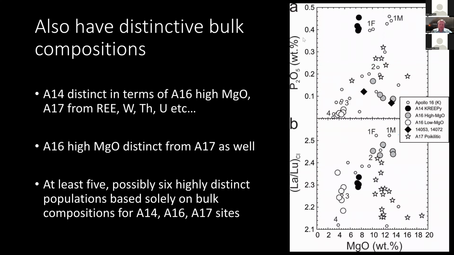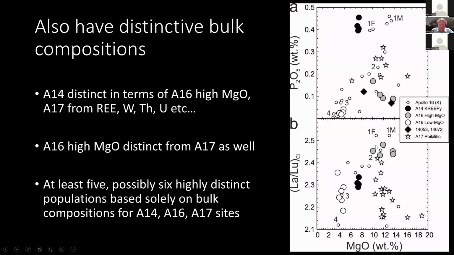The Apollo 14 site is distinct from the Apollo 16 site. You can see that really clearly here on this MgO versus phosphorus diagram. These KREEP rocks are unsurprisingly rich in phosphorus. They have moderate MgO, around 8%. Compared to the high MgO rocks of the Apollo 16 site, some of the poikilitic rocks from Apollo 17, and so on, they're significantly less mafic. They look very similar to some of the materials that were found at the Apollo 16 site by Randy Korotev that are labeled here as 1N and 1F.